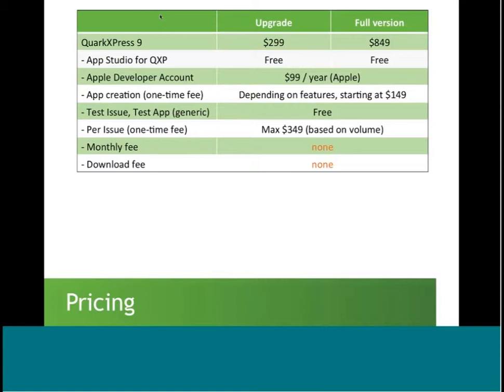QuarkXPress 9, when you source that through our partner Mac Mall, the upgrade is usually a list price of $299 for the upgrade from any previous version. We really don't have any restrictions on that, and that's a really good deal, especially if you're coming from a very old version. The full version product is $849. This supports both Mac and Windows platforms, so know that it is a license for 2 machines that you can use on those different platforms.